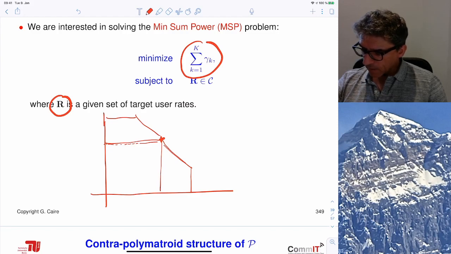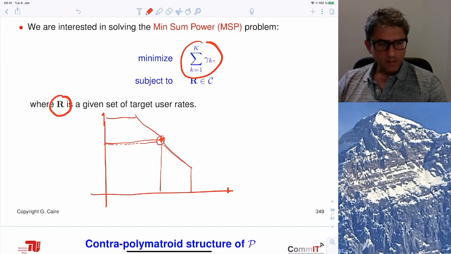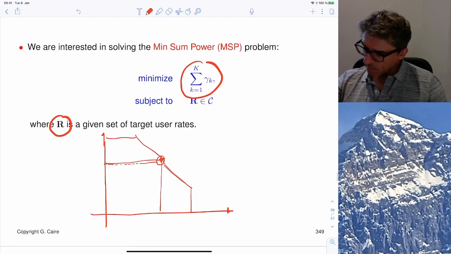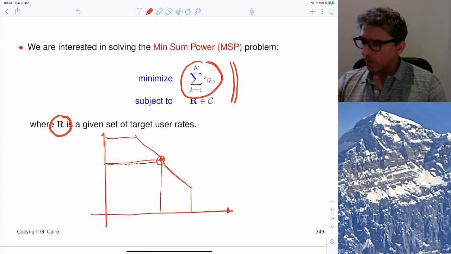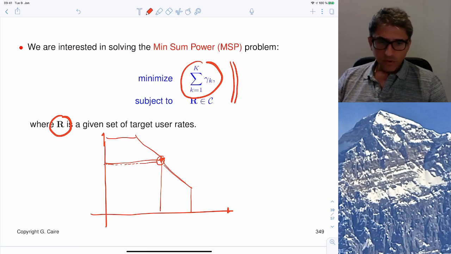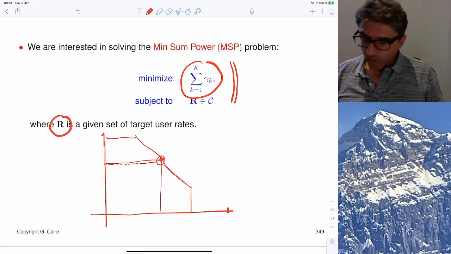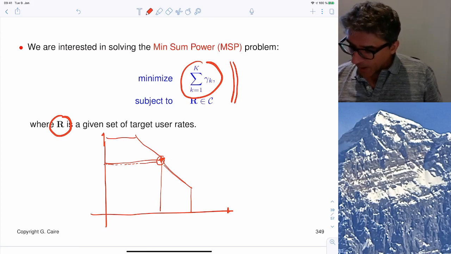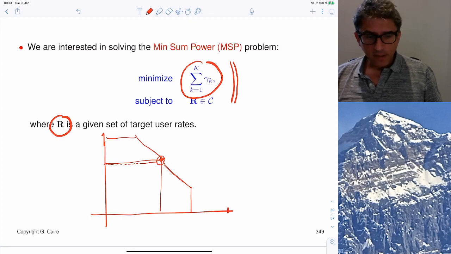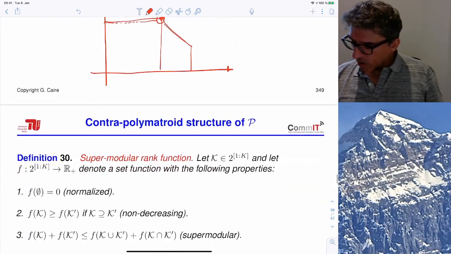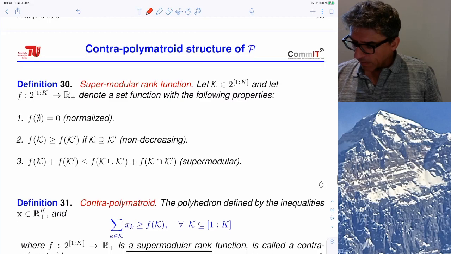But the sum power is minimized and the target rate is inside my capacity region. Okay? So this is another style of the problem. It's a different question. Before we wanted to maximize the rate for a given sum power. Now we want to minimize the sum power for a given rate. Okay? So it turns out that the problem has a similar solution.